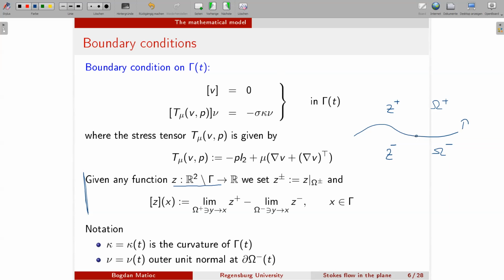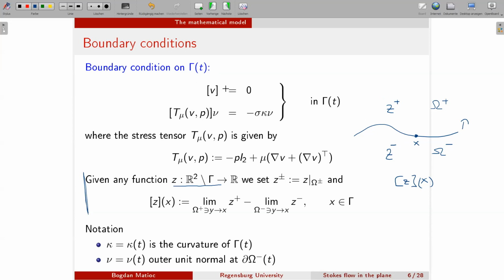And if we have a point x on gamma, the square bracket of z at x is simply the jump, where we consider first the limit of z plus in x, if this limit exists, and then we subtract the limit of z minus in x. So the square bracket of z measures the jump of the quantity z across gamma.